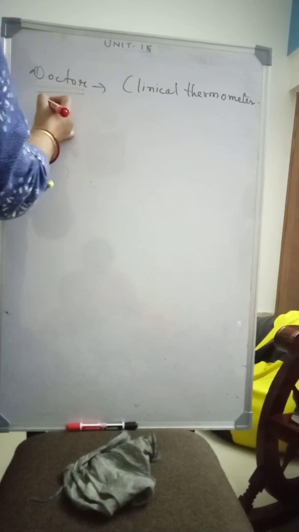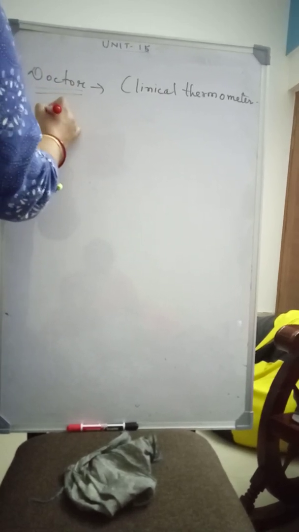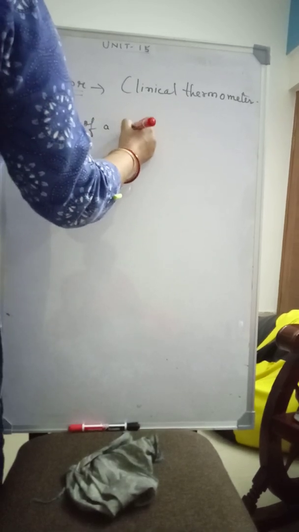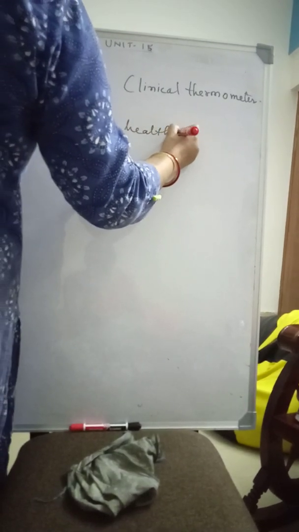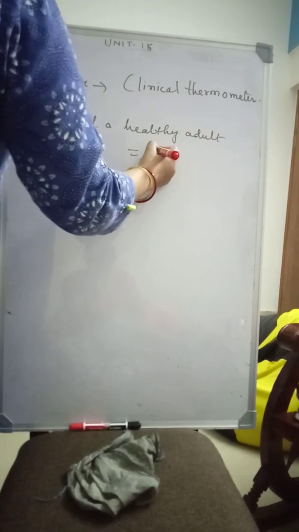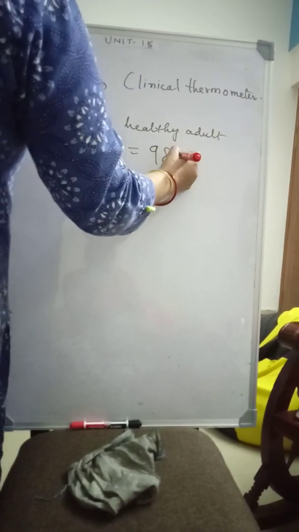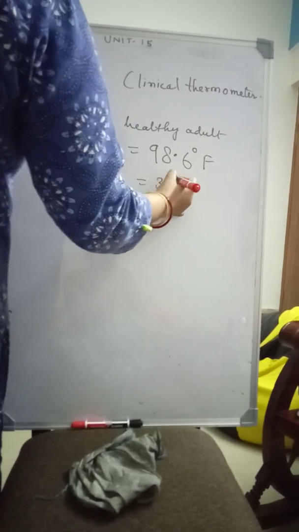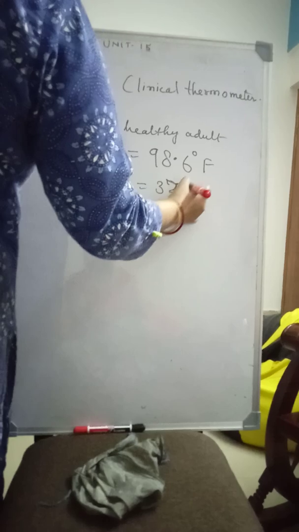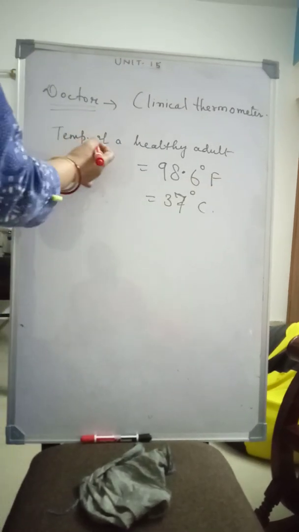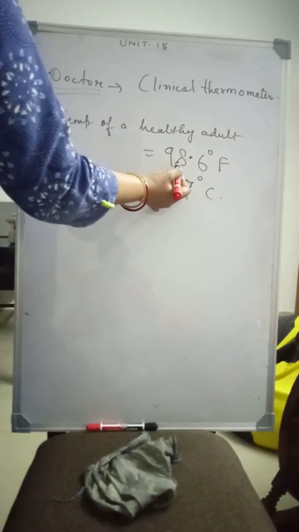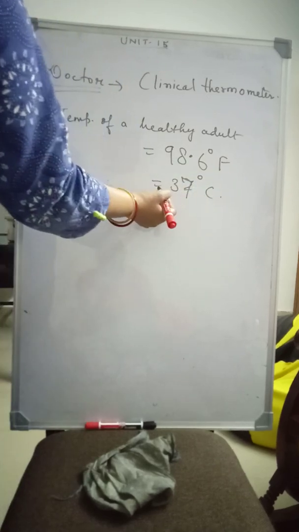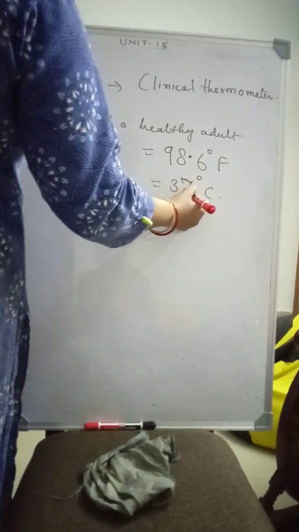Now do you know, children, what is the temperature of a healthy adult? The temperature of a healthy adult is 98.6 degree Fahrenheit or 37 degree Celsius.